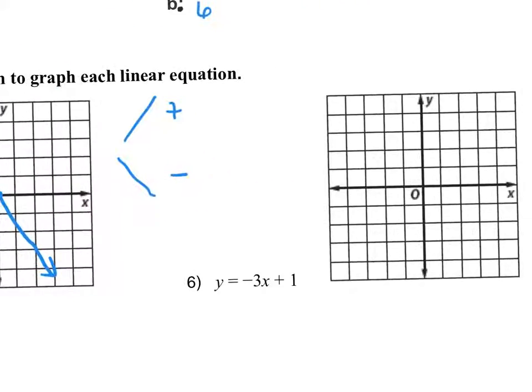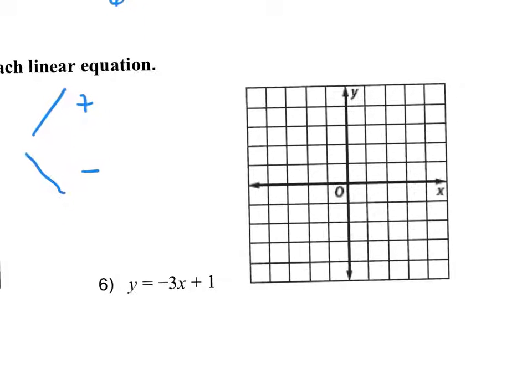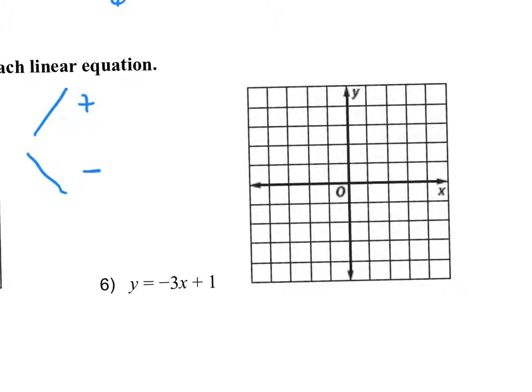Let's look at our last example over here. We have y equals negative 3x plus 1. So our m is negative 3 over 1, and our b is positive 1. Graph your b first. You go to your origin, then go to 1, put a dot there. On the y-axis, that's where your b goes.